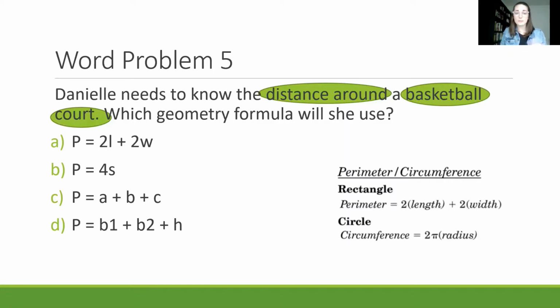So I'm going to look at my options over to the side and see, okay, perimeter equals, and they all start with that P equals. So we're off to a good start there. Now, which one is 2 times the length plus 2 times the width? That would be letter A, where you see 2L plus 2W.